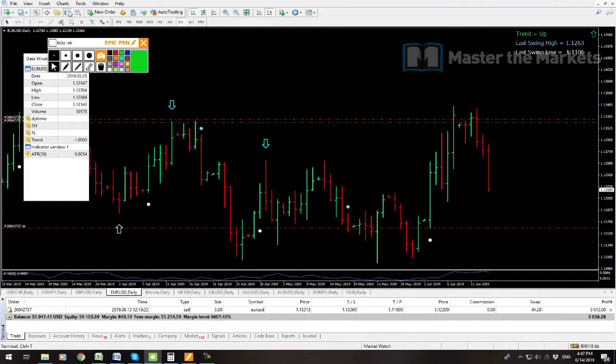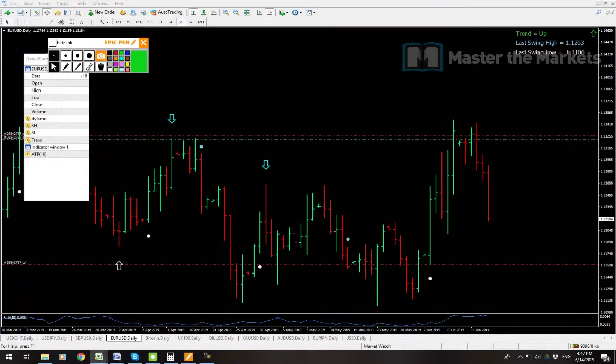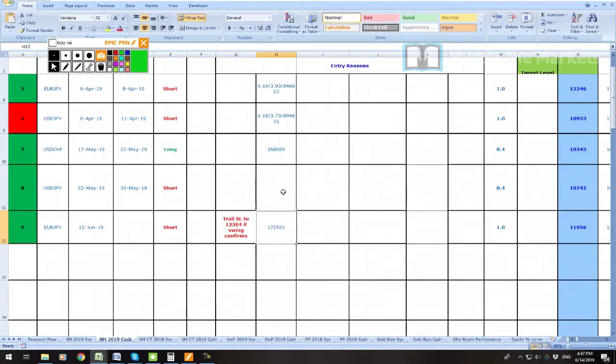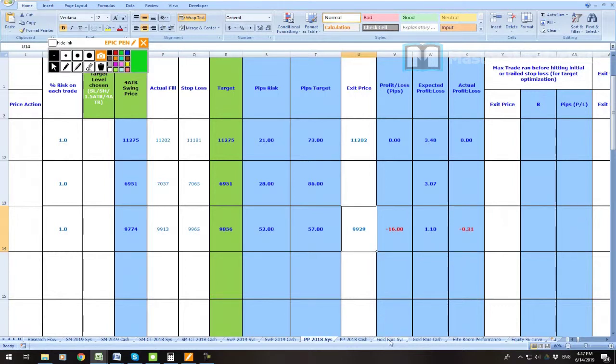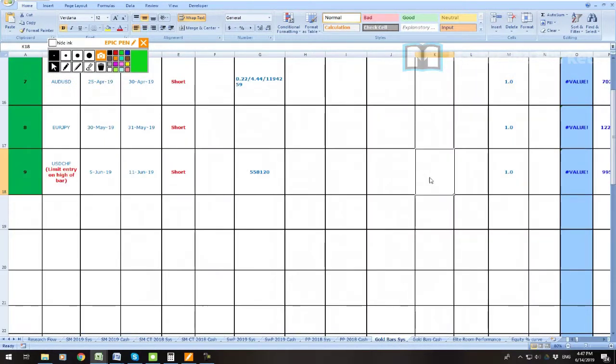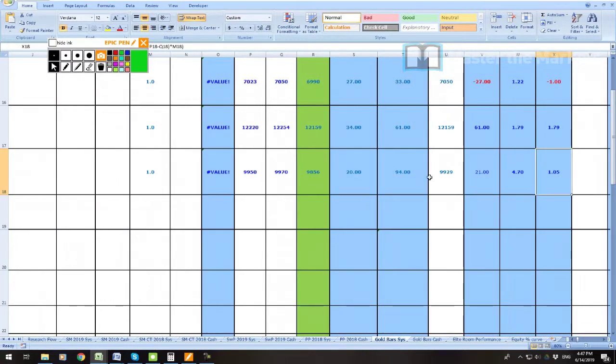Now, in terms of our performance, let's take a look at performance. Elite Room, so far for this week, what do we have? Prime profits minus 0.31, and then gold bar system, we've got 1.05. So plus 1.05 and minus 0.31. So that gives us an overall small profit of basically, what would that be, traders? So it's 74, isn't it? 0.74, okay, is what we got.